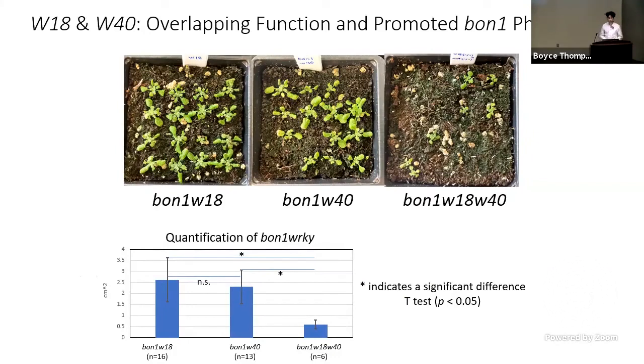We also performed this analysis using WRKY18 and WRKY40, which in prior literature were hypothesized to have partially overlapping functions, which would mean that you would have to knock out both genes in order to determine the functions.